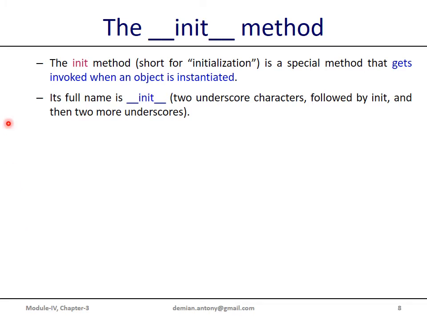Now we will take up two important methods. One is called the init method and the second is the str method. What is this init method? Init is an abbreviation of initialization. It is a special method that gets invoked when an object is instantiated. It is nothing but a constructor in C++, Java or C#. Its full name is double underscore init double underscore.